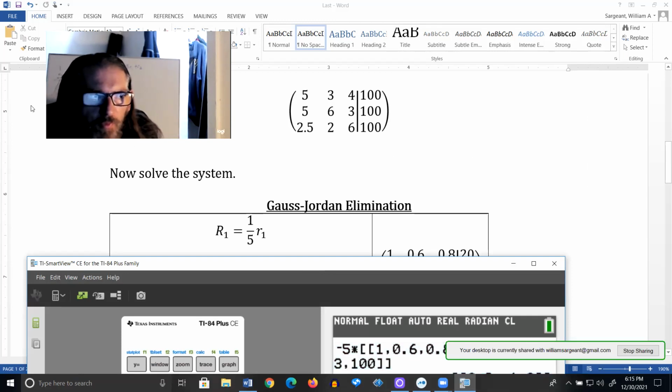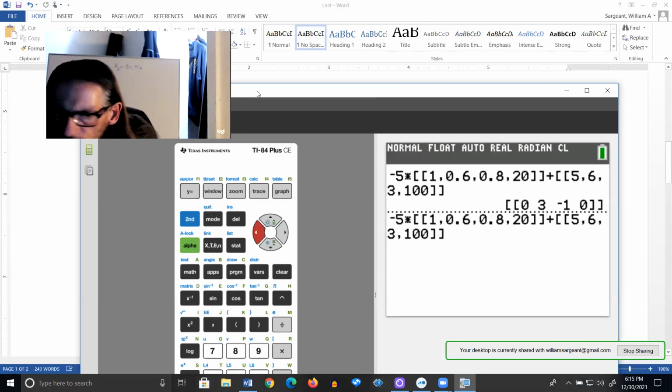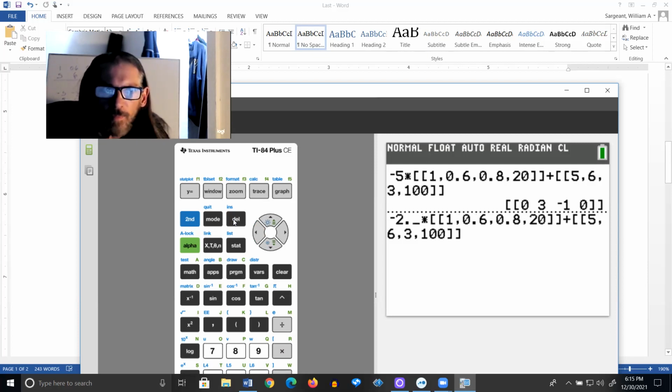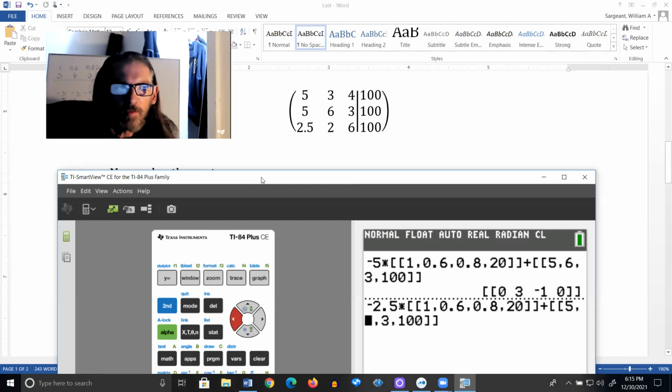So I'm copying my previous work, and I'm going to change what I'm multiplying row 1 by. -2.5, and change what I'm adding it to, because what I've got there is row 2. I want to add it to row 3. All right, so 2.5, comma 2, comma 6, comma 100.